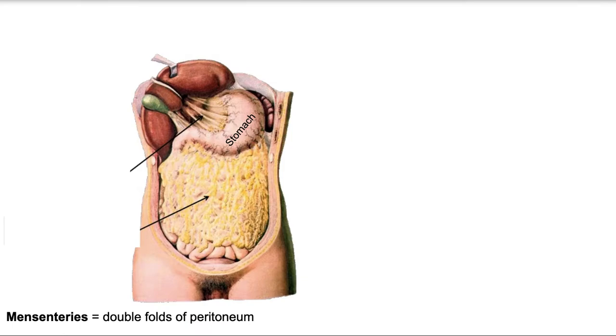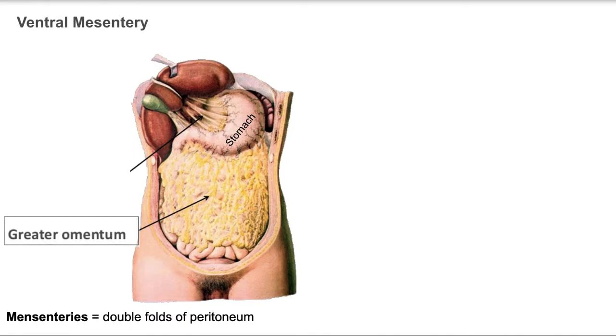Mesentery are double folds of peritoneum that serve to anchor abdominal organs. They are divided into ventral and dorsal categories. The single ventral mesentery is called the greater omentum, which drapes off of the greater curvature of the stomach to cover the ventral surface of all the intestines.